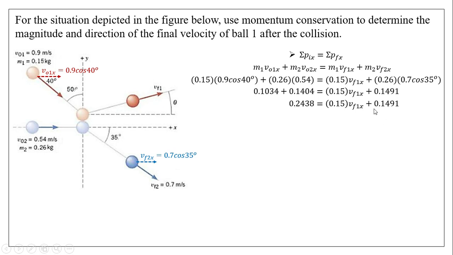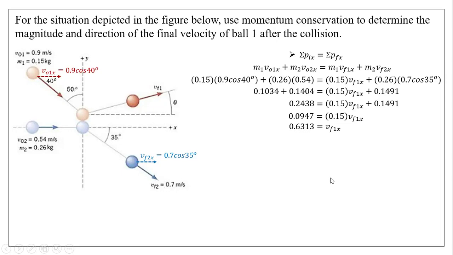I'm going to subtract 0.1491 from both sides just to get VF1x by itself. That's where this number comes from: 0.0947 comes from taking 0.2438 minus 0.1491. At this point, to get VF1x by itself, just divide both sides by 0.15. If you do that properly in your calculator, you should get about 0.6313.